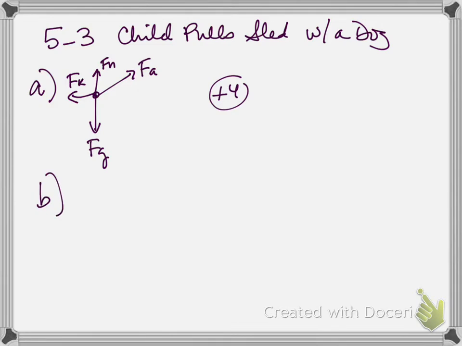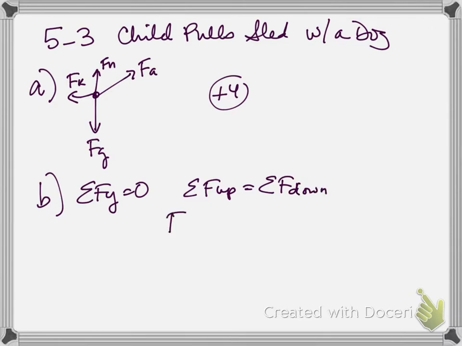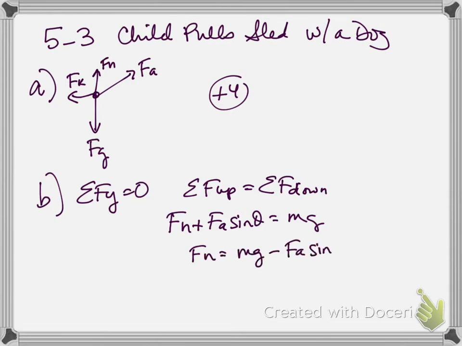Part B wants me to find the normal force. Way back in Unit 2, we found the normal force by realizing that the net force in the y direction is 0. The object is not accelerating up or down, so the forces up are equal to all of the forces down. What's acting up? The normal force plus the applied force times sine theta equal mg. So my normal force is equal to mg minus Fa sine theta. Plugging in all the data gives us 181 newtons.